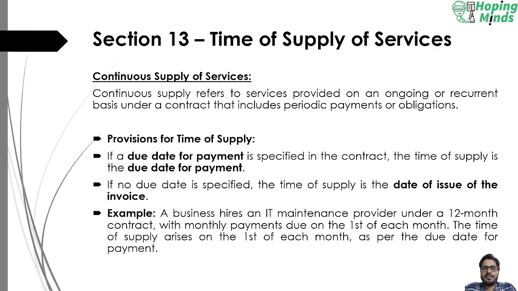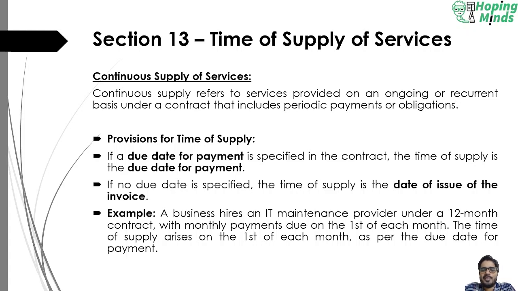So next we have continuous supply of services. Continuous supply refers to services provided on an ongoing or recurrent basis under a contract that includes periodic payment obligations. So the provision for time of supply in case of continuous supply of services is, if the due date for payment is specified in the contract, the time of supply is the due date of such payment, or if no due date is specified, the time of supply is the date of issue of invoice.